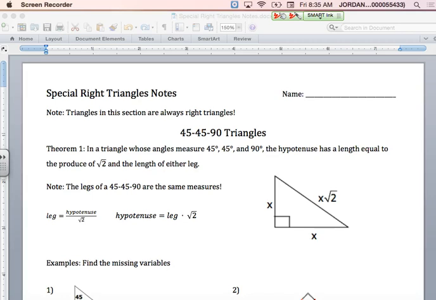Alright guys, so today we're going to be talking about two types of right triangles that are special. These two triangles have special situations that make it easier to work with them. So we're definitely going to talk about those.